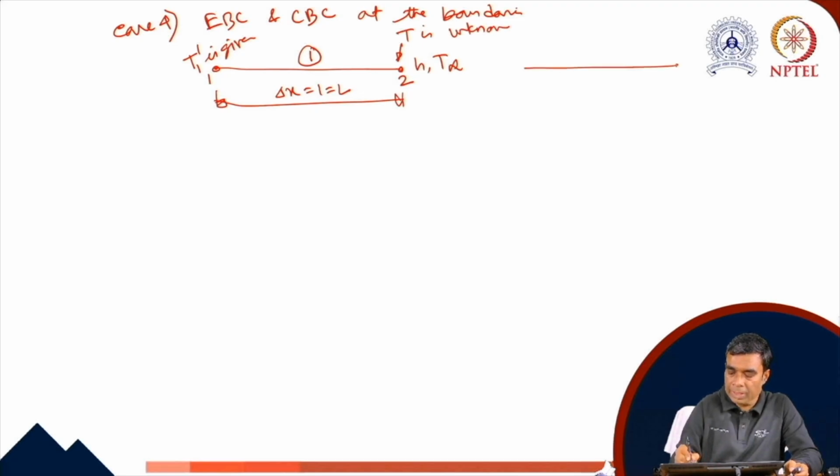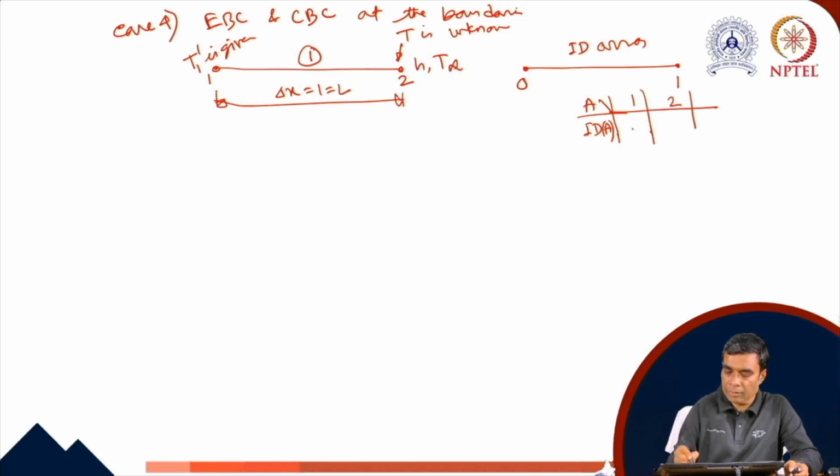If we generate the ID array, we see that at the left boundary the equation number is 0, and at the right boundary the equation number is 1. So our ID array will be A versus ID A, 1 and 2. At first node, equation number is 0. At second node, the equation number is 1.